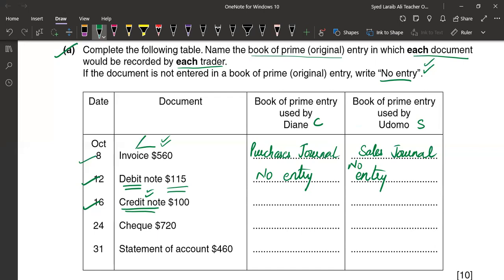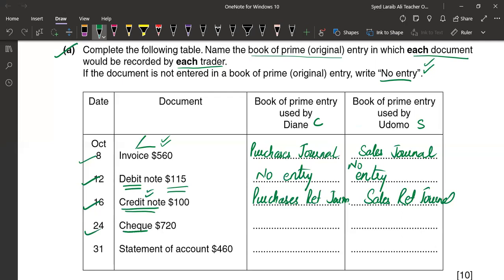So the customer is going to record this transaction of purchases return in his purchases return journal or return outward journal. The supplier will record his sales return in his sales return journal or return inward journal. When you talk about a cheque, it is a document which is issued by the customer at the time of payment to his supplier.